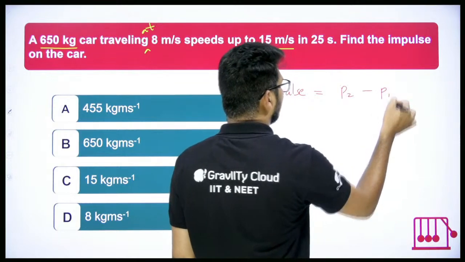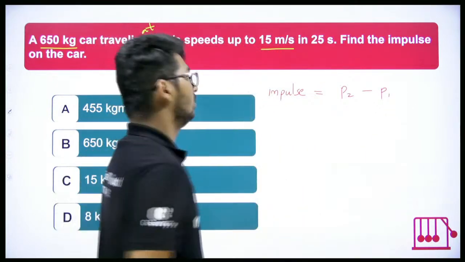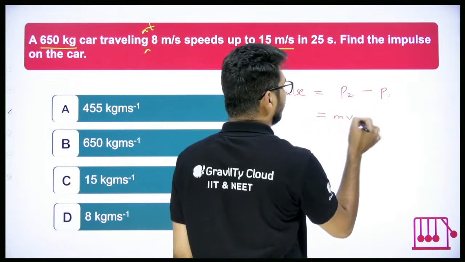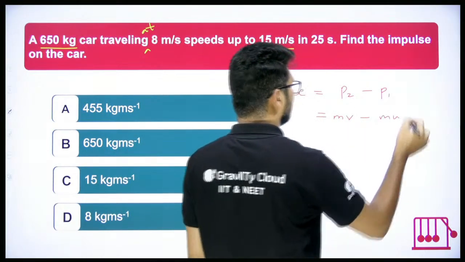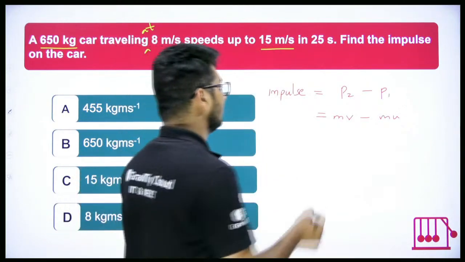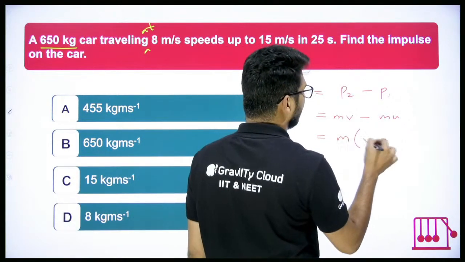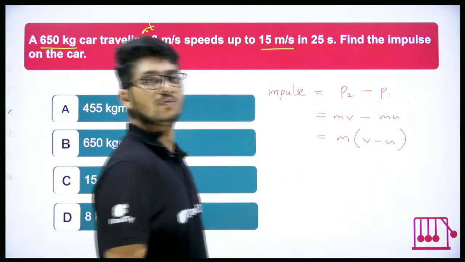So final momentum minus initial momentum. What is final momentum? Mass into final velocity. What is initial momentum? Mass into initial velocity. Can I take mass common here? Yes, we can. M into (V minus U).